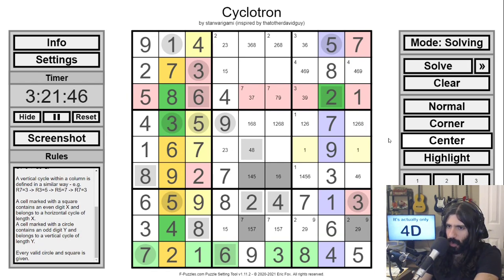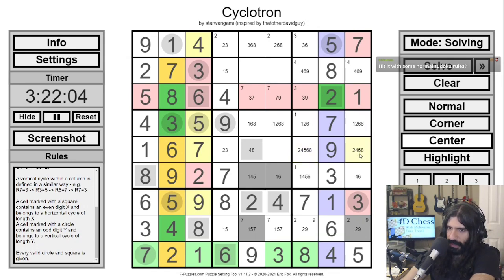There isn't a 1, 2, 4, 5, 6, 8, right? Neither of these can be a 1 because of this 1. Either one of these two has to be a 1, right? This can't be a 5. So yeah, one of these two has to be a 5.